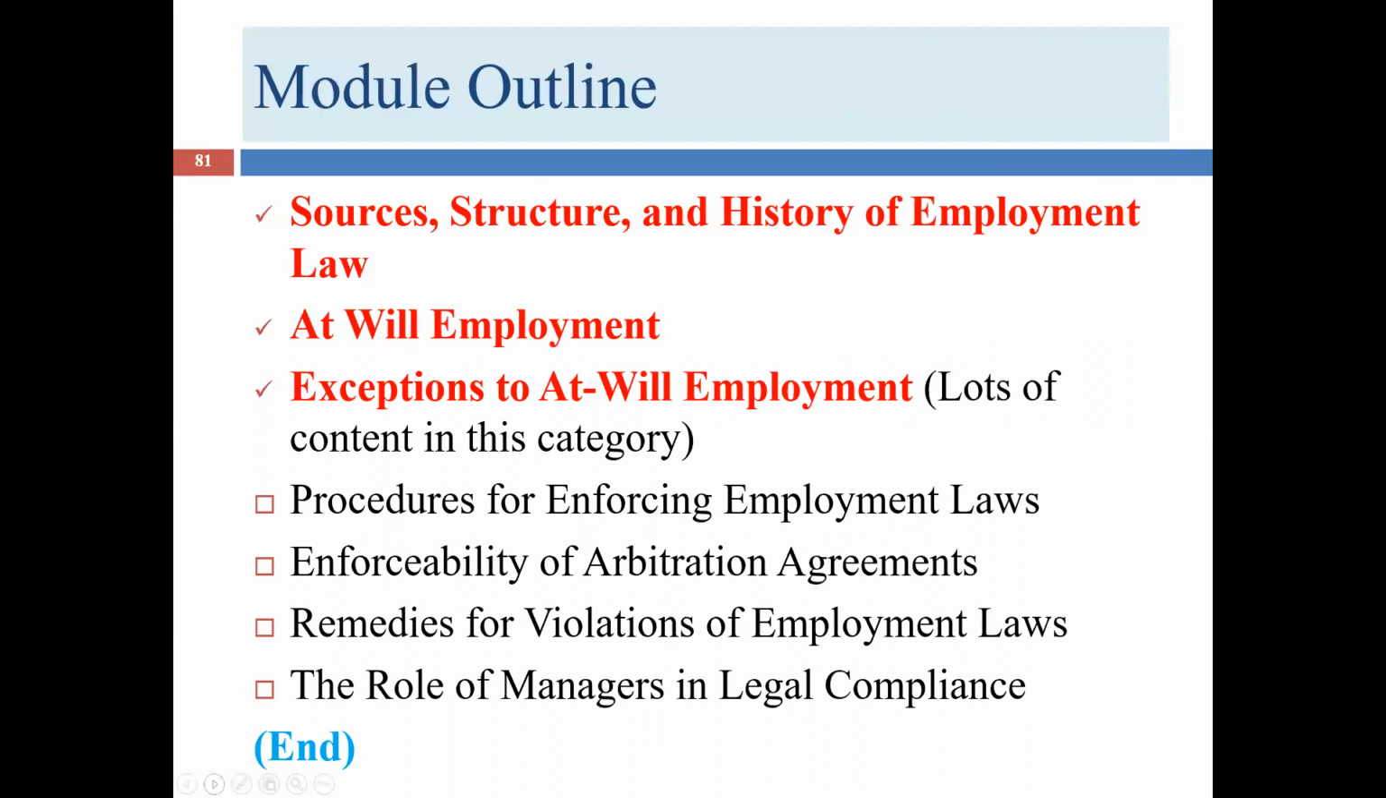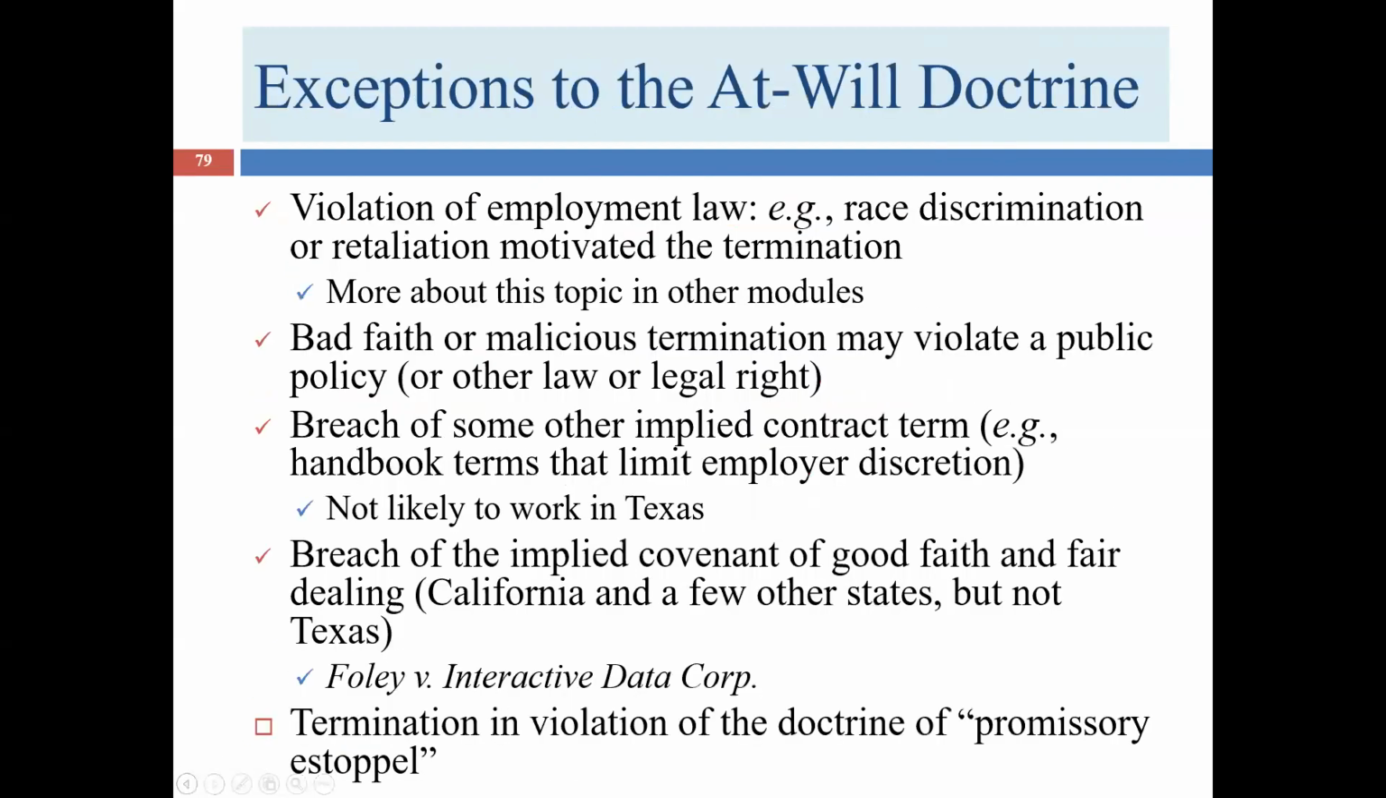So now we are at the end. We've covered our first three categories. We've discussed the origins and structure of our legal system. We've talked about the doctrine of employment at will, and we talked about the exceptions to employment at will. Here's our list of exceptions. We talked about violation of employment law, including retaliation law, employment law such as employment discrimination. We also talked about the Warren Act, for example. We talked about bad faith or malicious termination in violation of public policy. We talked about the Sabine Pilot case. We also talked about whistleblower statutes more generally.